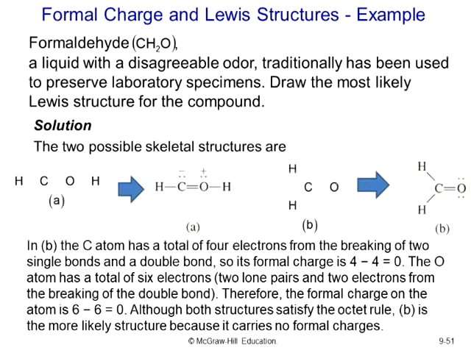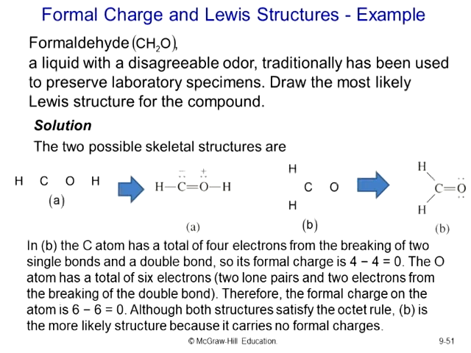The oxygen atom has a total of 6 electrons, 2 lone pairs and 2 electrons from the breaking of the bonds. In other words, you're splitting the bond in half when they're shared. Okay? So they're basically taking their share of the bonds. So you split them in half and you simply count. Do not do any deep arithmetic or deep math here. Just count. Therefore, the formal charge on the atom is 6 minus 6 equals 0.